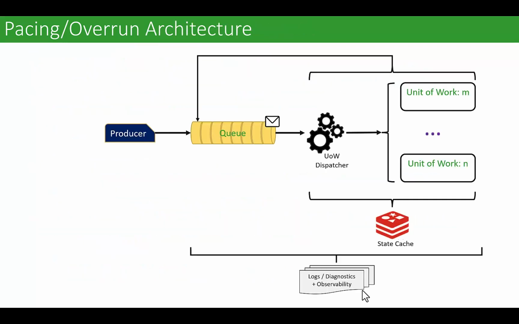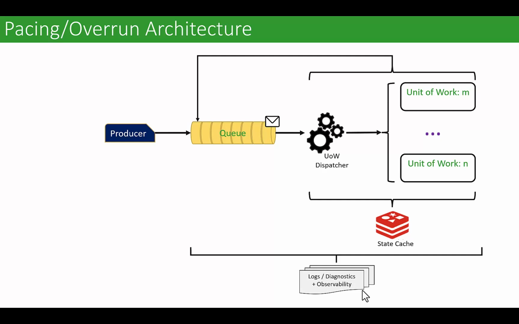So, here is the architecture for a pacing overrun system. It's based on an enterprise queue, so leasing and all the other things we talked about are baked into the queue. We just assume that they're there. So the messages are dequeued by a unit of work dispatcher. In Azure, it's typically a function. And then it has to make all the decisions about whether or not to pass that message on to the unit of work for processing, or kick it back to the queue, or mark it as done.